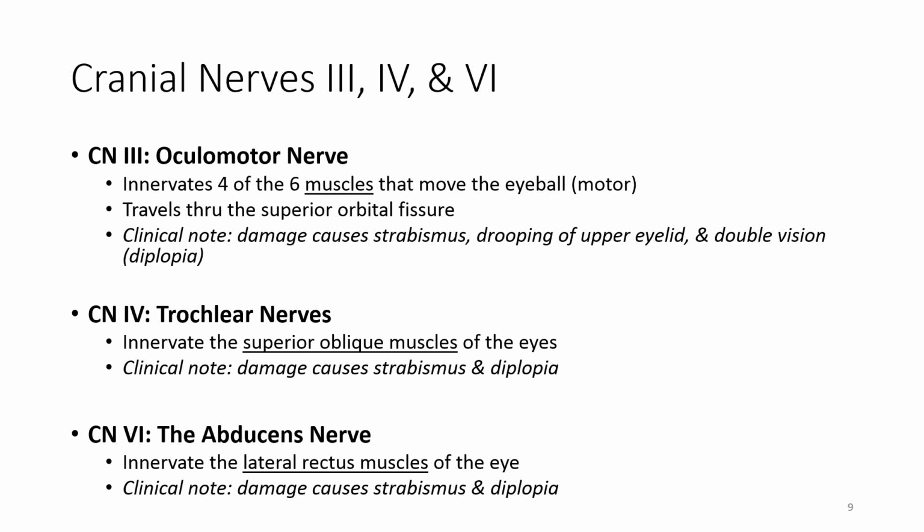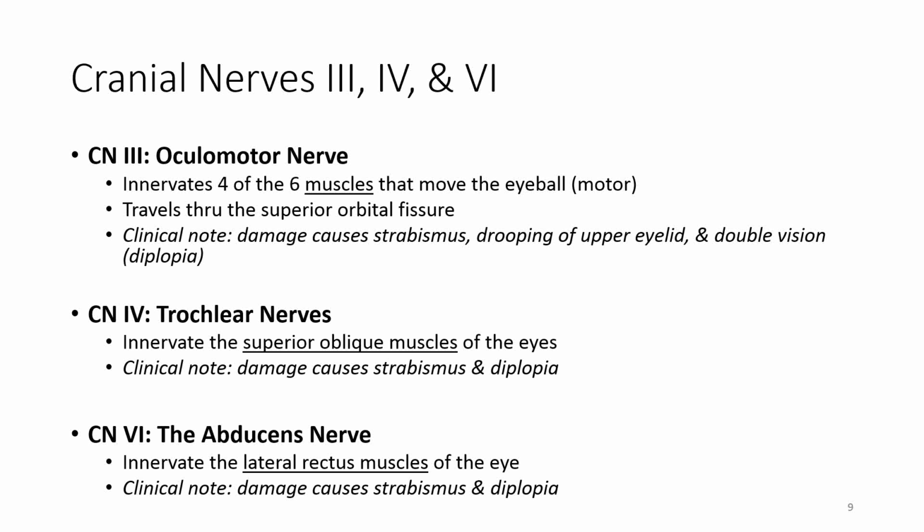Cranial nerve 4, trochlear nerve, and so this is going to innervate the superior oblique muscles of the eyes, and damage to that nerve can cause strabismus, which is again cross-eyed, or like when you have one eye that's not bilaterally symmetrical, so you can be wall-eyed or cross-eyed. And so that guy innervates the superior oblique muscle.